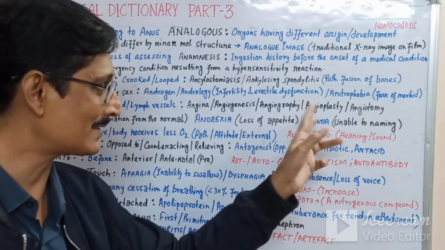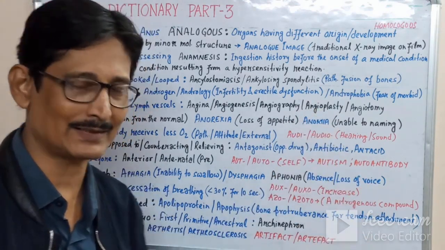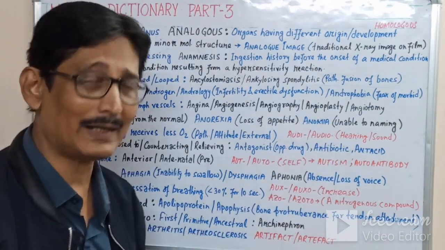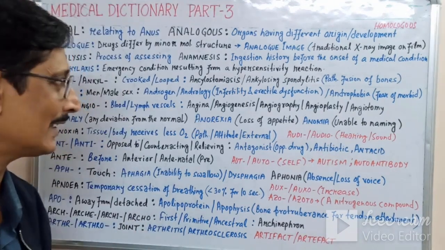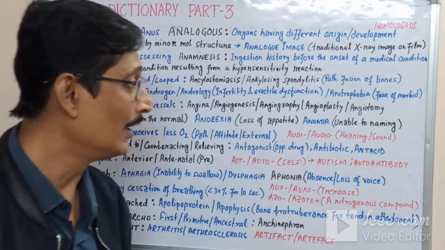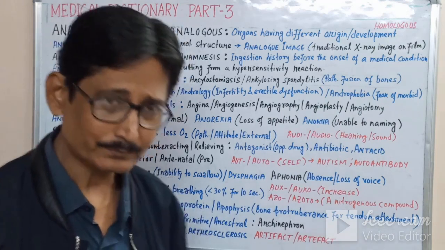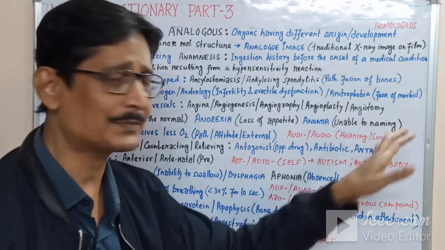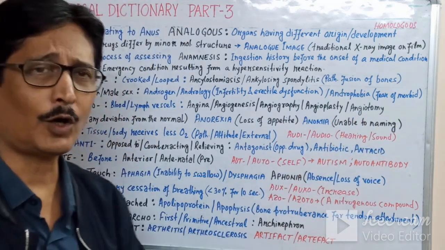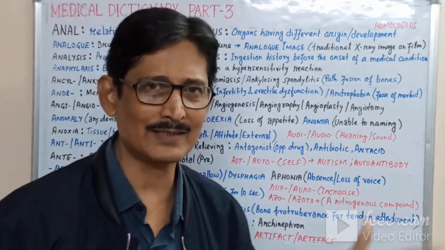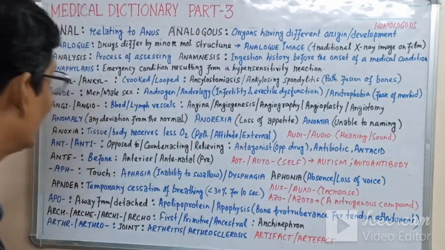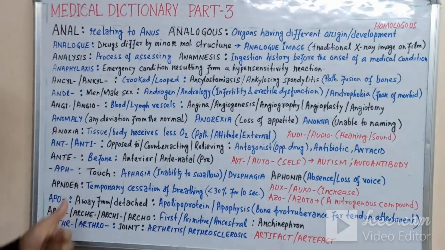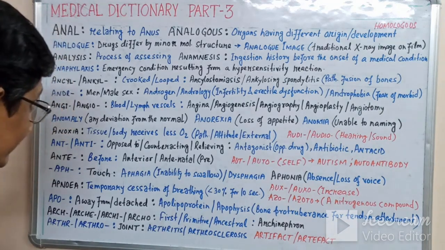Angioplasty, that is the plastic surgery. So repairing of blood vessels is known as angioplasty. Or angiotomy. The tomy stands for removal. So removal of any blood vessels or lymph vessels is known as angiotomy. Now the next word is anomaly. Anomaly is any deviation from the normal, the abnormal condition, generally known as anomaly.